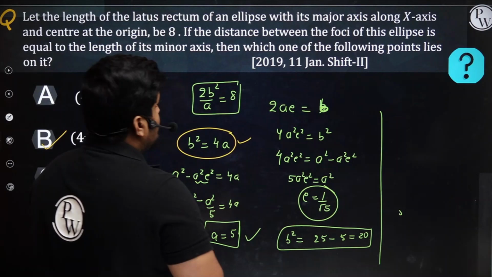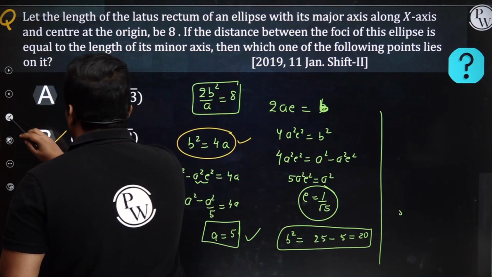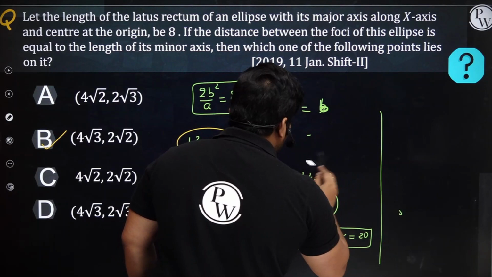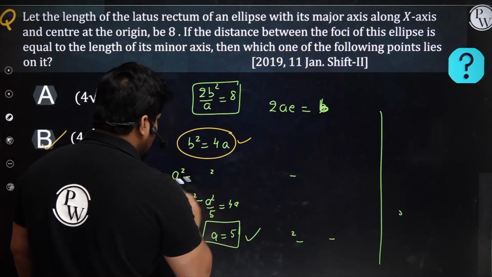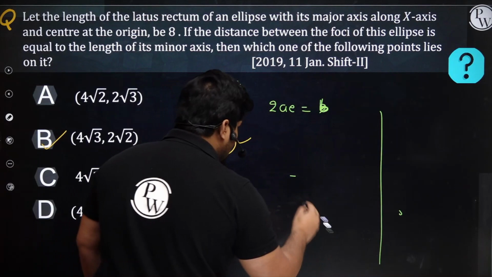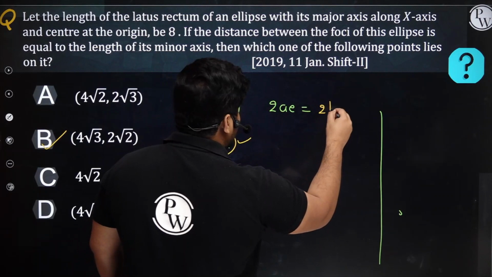Okay, guys, so this is the mistake that we have done. This was 2b, right? So this is the mistake we committed. It is given equal to the minor axis, not the semi-minor axis. So it is not b. It is equal to 2b. So we have a into e equal to b here.